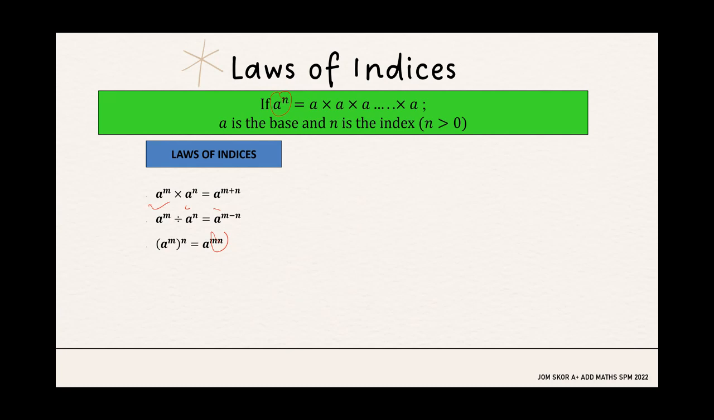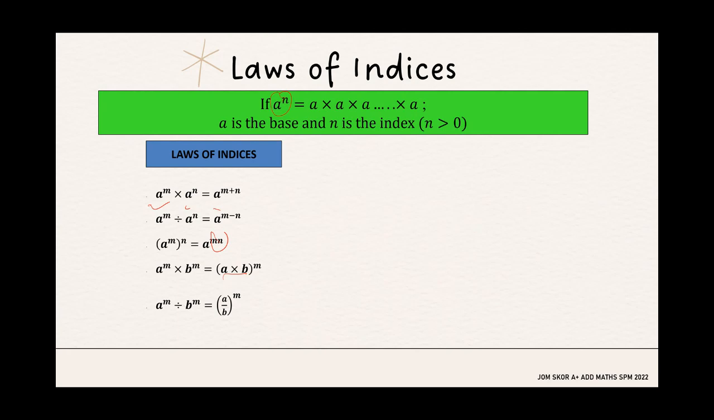Okay, next. If we have a to the power of m times b to the power of m, different bases, same index. Simply put, we multiply the bases first, and then raise it to the power of the index. The same happens if we want to divide different bases with the same index. We divide the bases first, a divided by b, to the power of m. Okay, so this is just revision. We have learned this before in form 3.